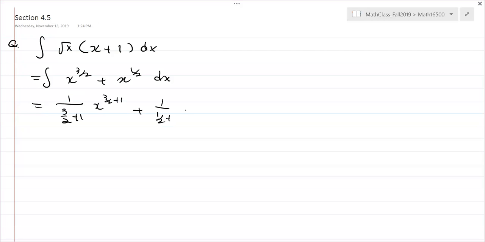And using the formula, you get the answer, right? So this is the antiderivative, plus 2 over 3 x to the 3 over 2, plus constant.